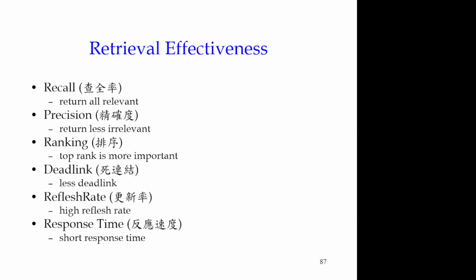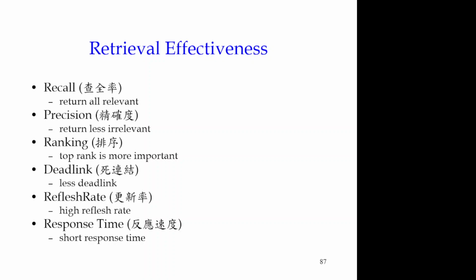Next is precision. Precision measures whether your returned result is accurate and relevant. It measures whether the information you return is relevant or not. And the third is ranking. It means the top ranks should be more important. These three metrics are widely used in information retrieval.